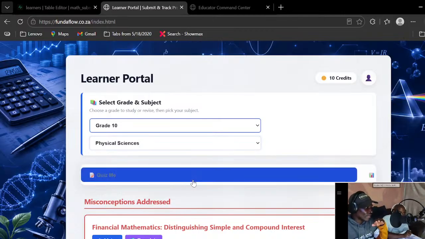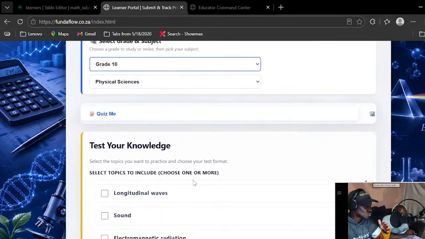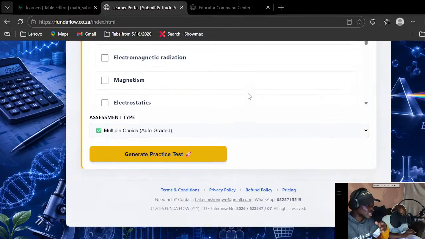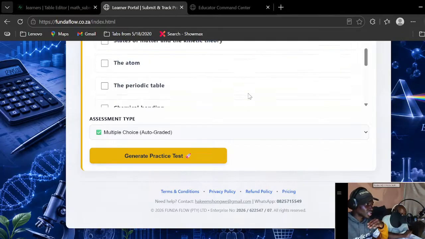Then there's what we call the fun part. We realized that learners like having fun at school, so we added a quiz section where you can challenge others. You can challenge your friends, your schoolmates, your classmates. You can challenge anyone that you want to challenge.